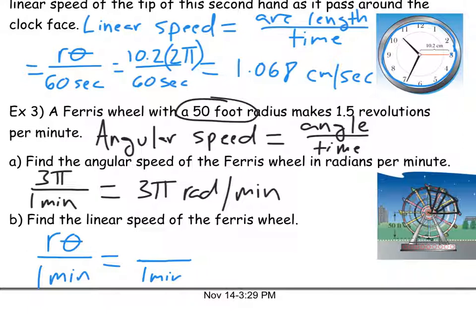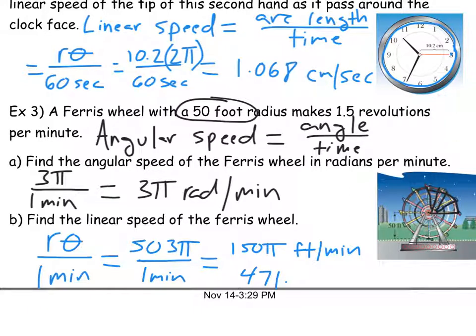But now as soon as I make the jump to linear speed, I need to know how big of a circle we have. I need to know how big this arc is. Well, this arc is formed by a circle that has a radius of 50. So I could go 150 pi feet per minute. That's an exact answer, difficult to visualize. If we took the decimal approximation from a calculator, we'd have approximately 471.24 feet per minute.